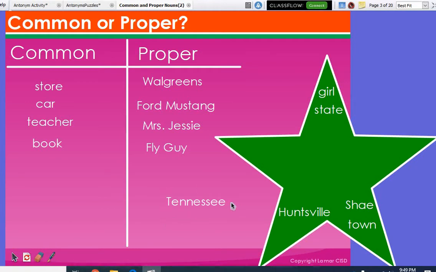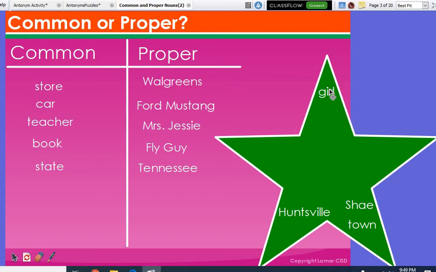Is Tennessee the name of something? Yeah, Tennessee is the name of the state that we live in, the name of the place that we live in. So Tennessee is a proper noun because it's a name. It's the name of the state. Because a state could be any state. There's 50 different states. That could be any state. That's what makes it common. It could be any state. But when I say its name, that's when it becomes proper.